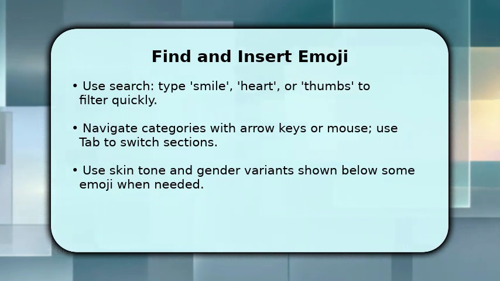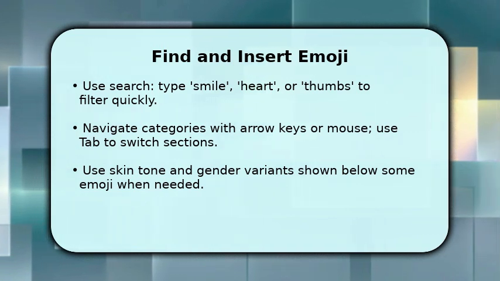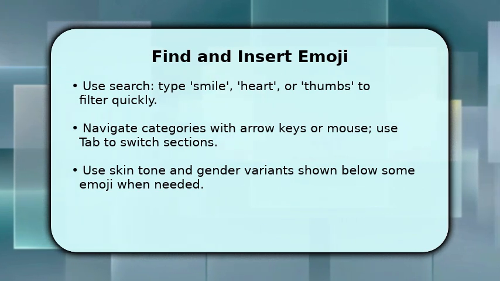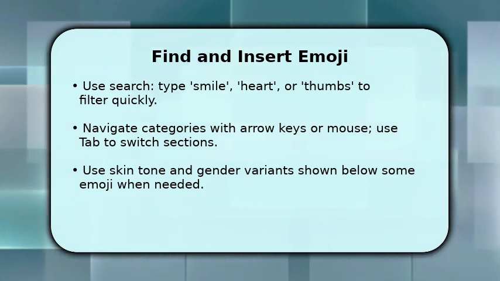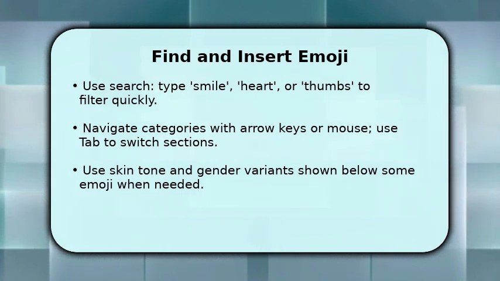For more control, use arrow keys to move and tab to jump between sections. This is faster than hunting with the mouse. Also note some emoji show skin tone or gender options beneath. Choose one to reflect tone or context appropriately.